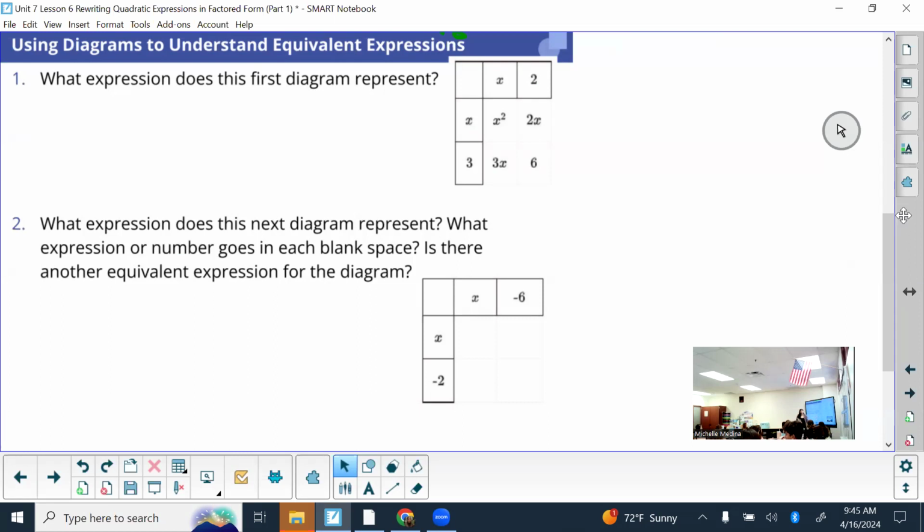And is there another equivalent expression still? I'll give you 3 minutes before I start asking you questions, so we can move to the answers. What does this first diagram represent? There's like 3 possible answers and I would accept.